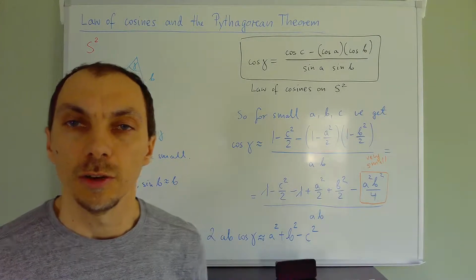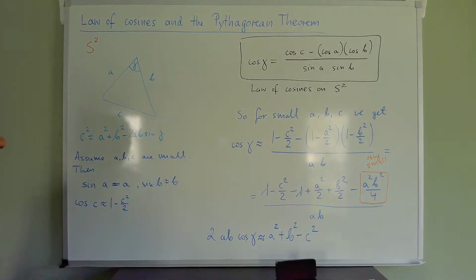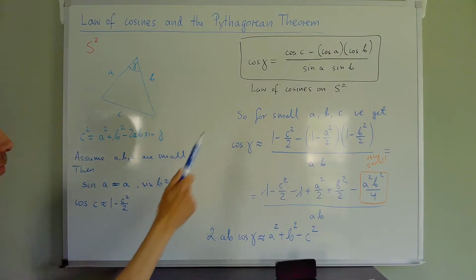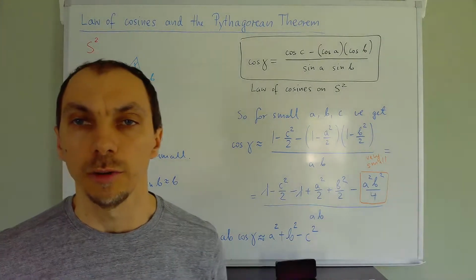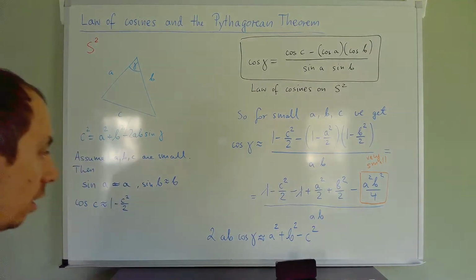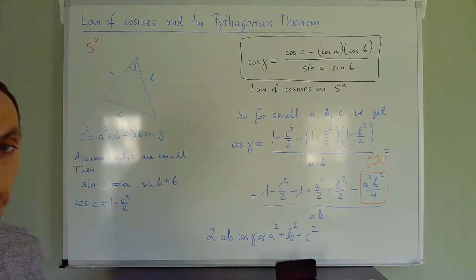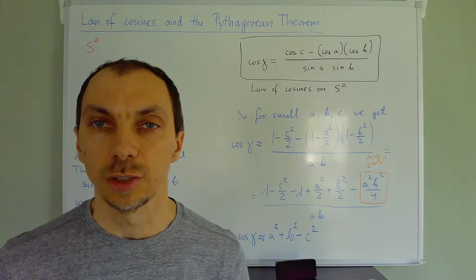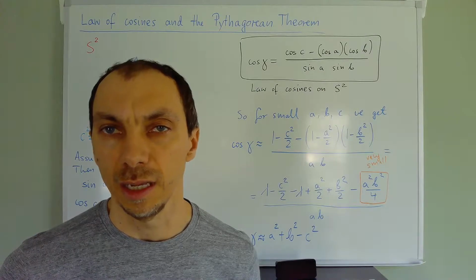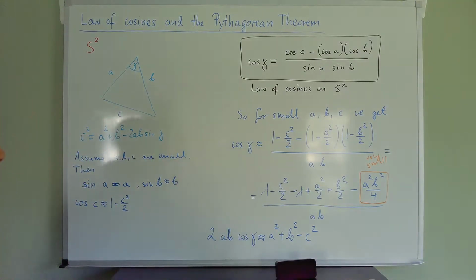Okay, so we talked about how the law of cosines for very small values of a, b, and c, the law of cosines on the sphere, actually does give you the classical law of cosines. And only approximately, of course, but that's true because even a small triangle on a sphere is only approximately the same as a planar triangle. So, however, these values are quite close.